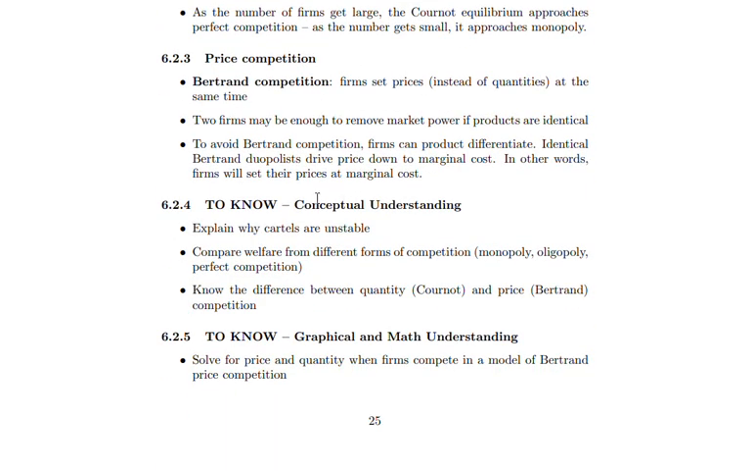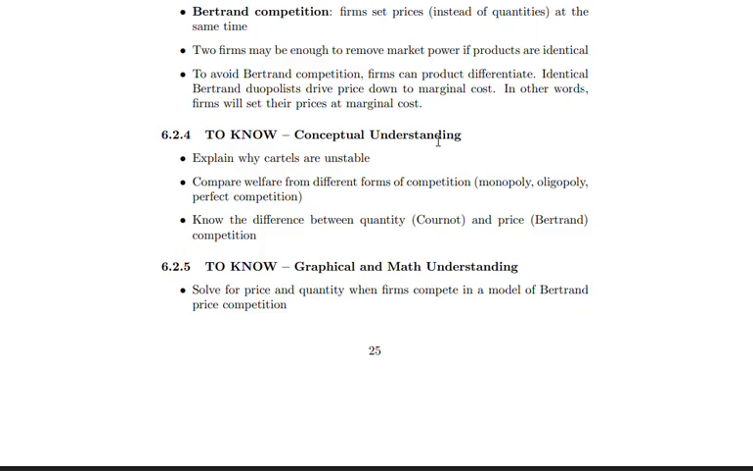How about price? Price competition: Bertrand competition. Firms set prices instead of quantities at the same time. Two firms may be enough to remove market power if products are identical. To avoid Bertrand competition, firms can differentiate their products. Identical Bertrand duopolists drive price down to marginal cost, just like the perfectly competitive market equilibrium. In other words, firms will set their price at marginal cost.